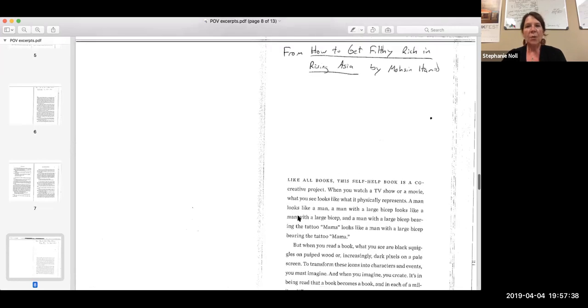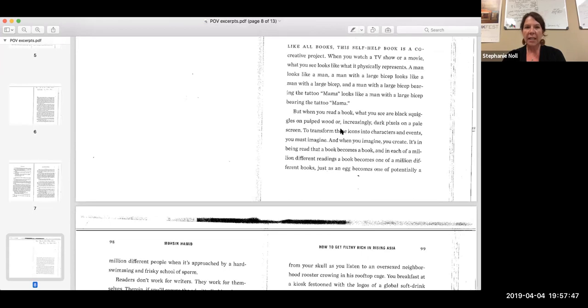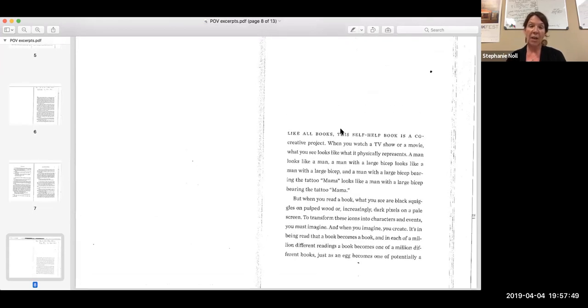So what's interesting to me about this excerpt, from How to Get Filthy Rich in Rising Asia, is that the author is very open about the form that he's co-opting. Like all books, the self-help book is a co-creative project.